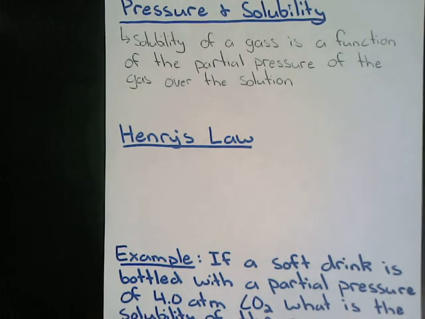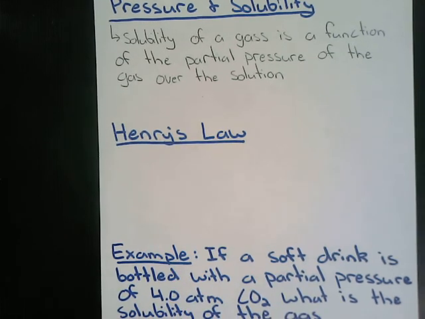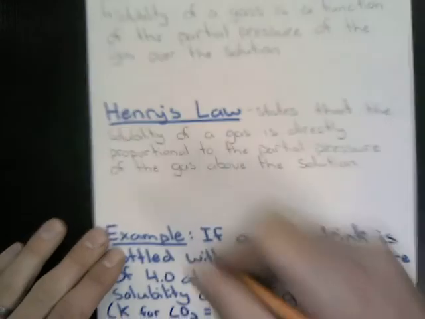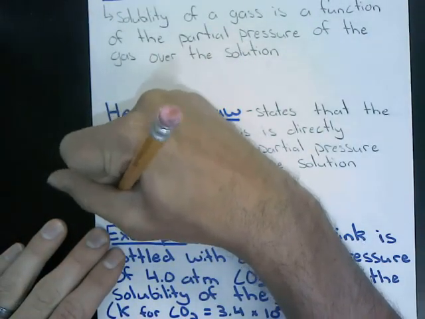And the solubility of a gas in a solution can be summed up by Henry's law, which states that the solubility of a gas in a liquid solvent is directly proportional to the partial pressure of the gas above the solution. Now, Henry's law can be summed up in the following formula.